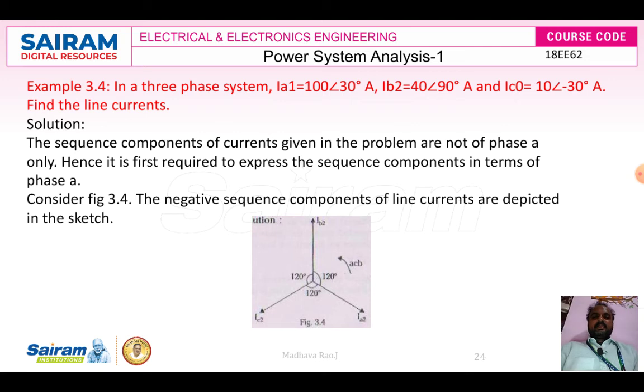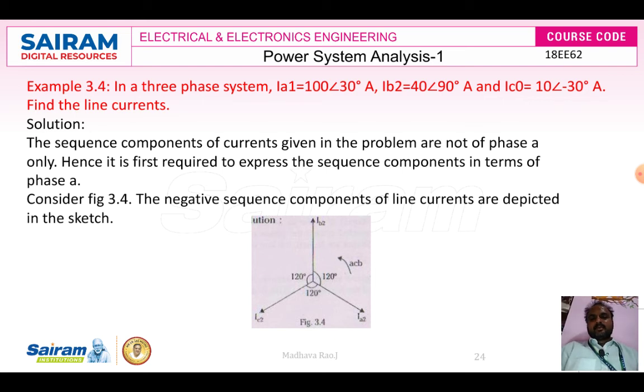So here we have a three-phase system with symmetrical component currents: positive sequence, negative sequence, zero sequence. IA1 is equal to 100 at an angle 30 degrees, IB2 is equal to 40 at an angle 90 degrees, IC0 is equal to 10 at an angle minus 30 degrees amperes. Find the line currents. So we have to find out the line currents.